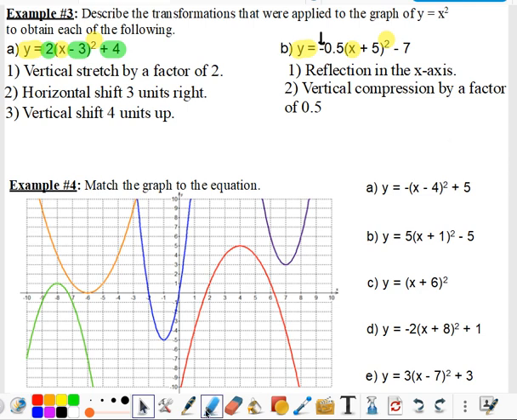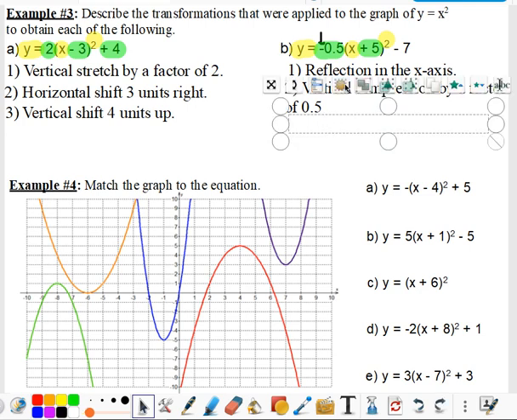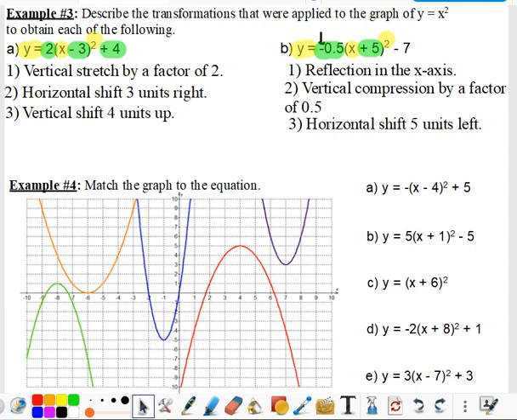Inside of the brackets, so that was the negative there, negative 0.5. Inside of the brackets it says plus 5. Be careful, because really we know that that's a negative 5 in there. And what that means is that this is a horizontal shift 5 units to the left.